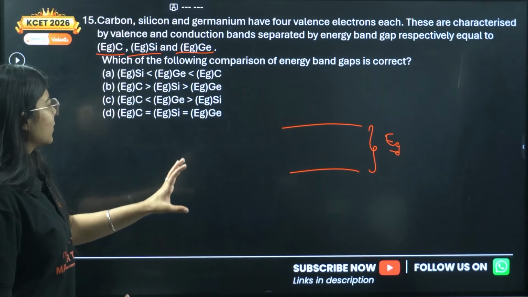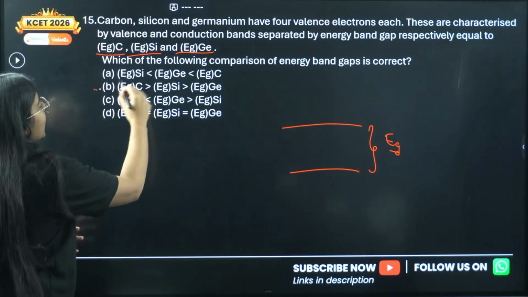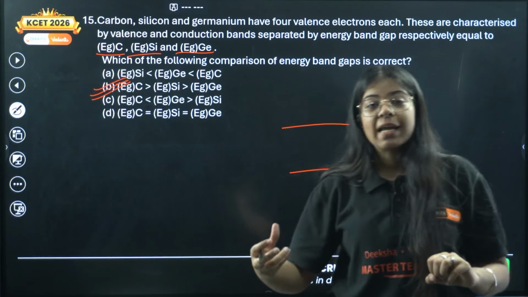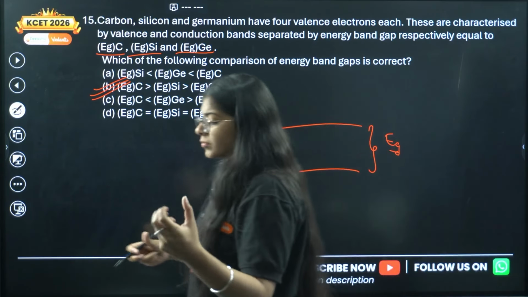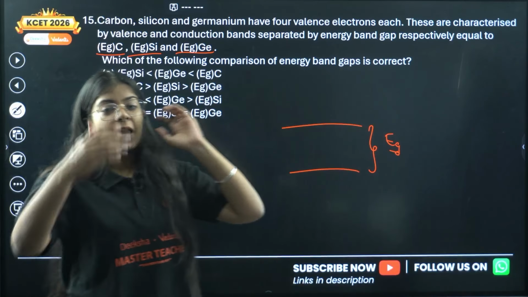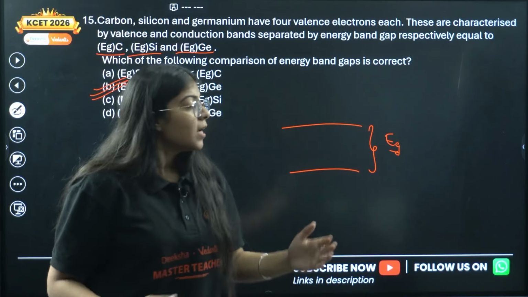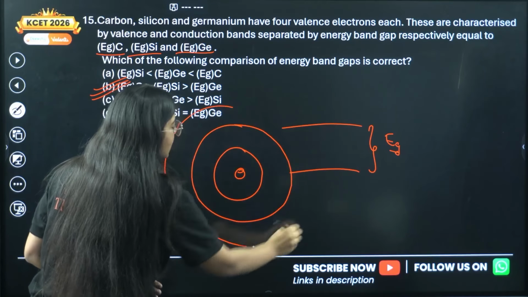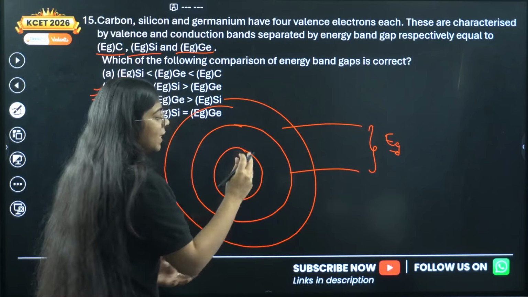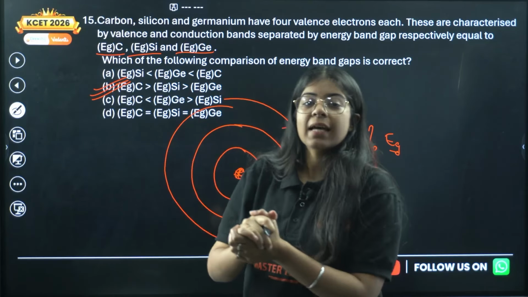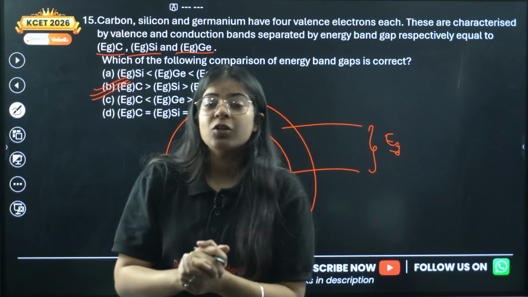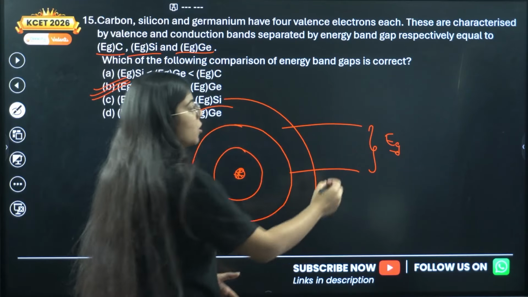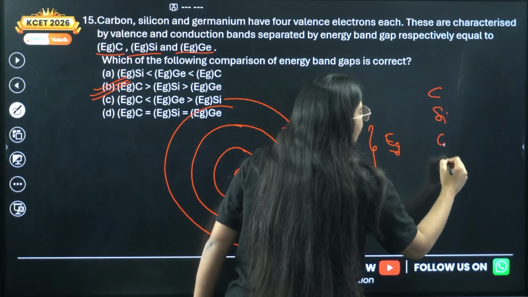So we know, ma'am, this is very easy. Carbon, B is definitely the right answer. Let's say we are coming down: carbon, silicon, germanium. Correct? So the size of these atoms, these shells, are increasing. Carbon can easily bind its electrons, and compared to silicon, silicon cannot bind those electrons with as much force, and then comes germanium. So carbon, silicon, germanium. Correct?